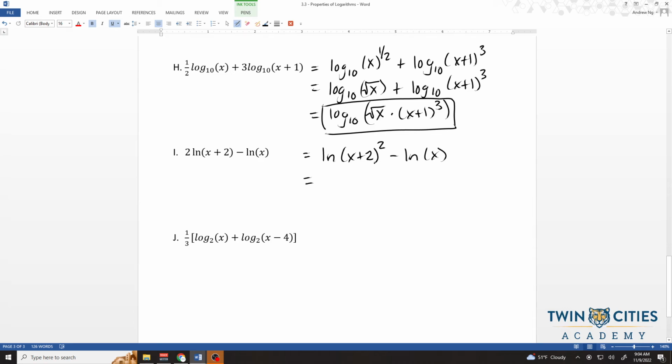Then, since I'm subtracting these natural logs, I can make this one expression, one logarithm, with this over this one. So x plus 2 squared over x. This is the natural log of x plus 2 squared over x.